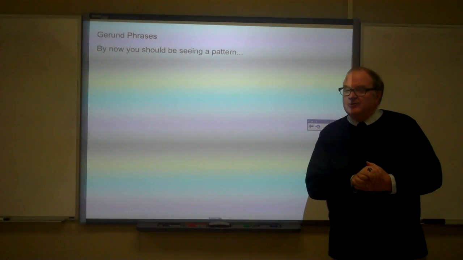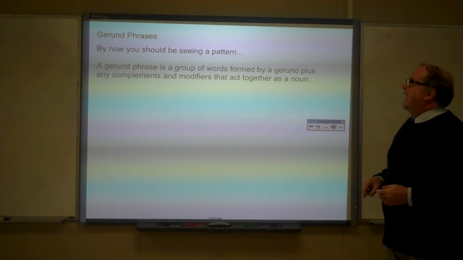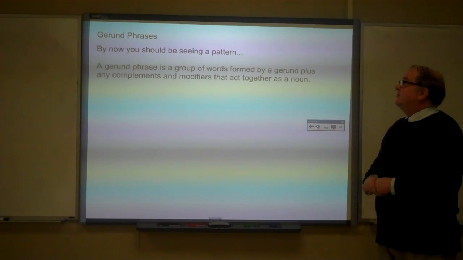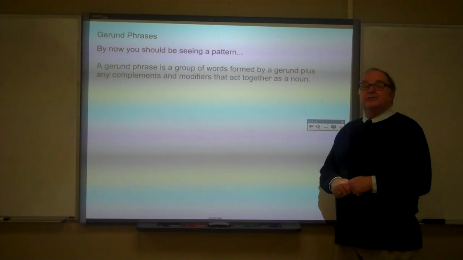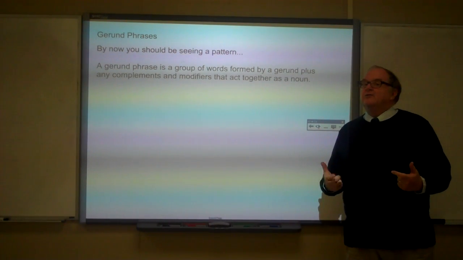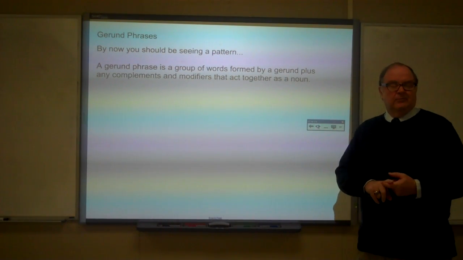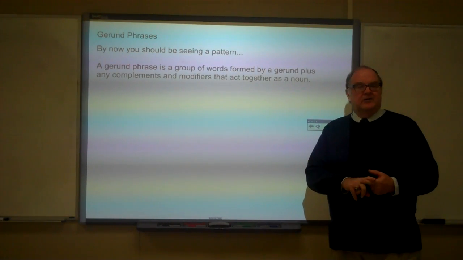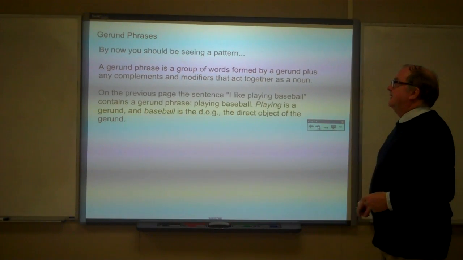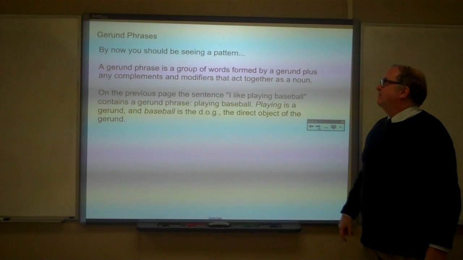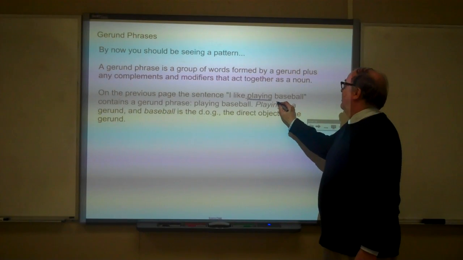I think by now you should be seeing a pattern when we talk about phrases. A gerund phrase is a group of words formed by a gerund plus any complements and modifiers that act together as a noun. This is like a participial phrase, with a participle plus any modifiers and complements. So a gerund phrase is the group of words containing a gerund plus any modifiers and complements that together act as a noun. On the previous page, the sentence "I like playing baseball" contains a gerund phrase: playing baseball.